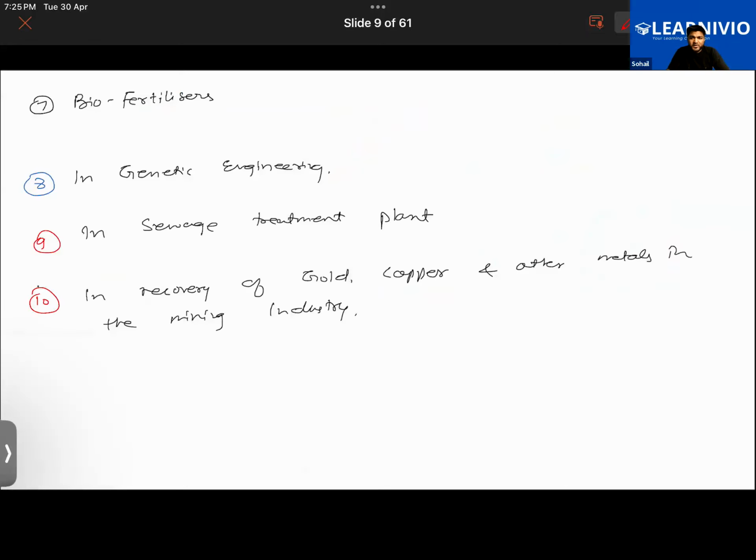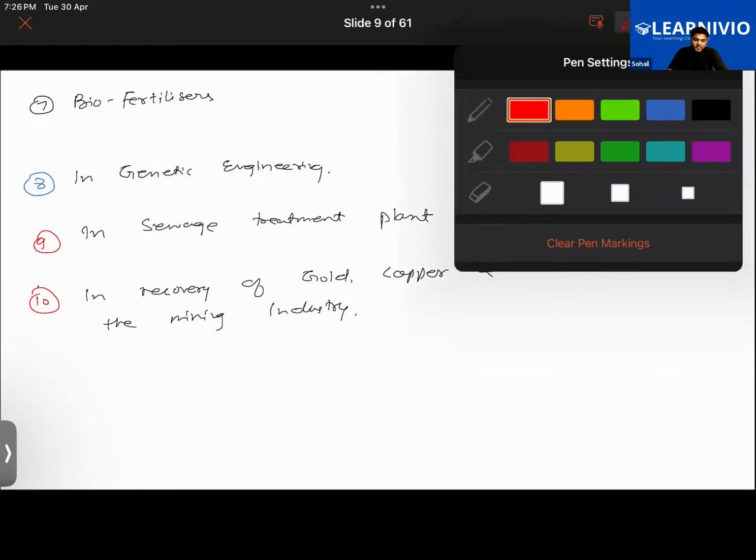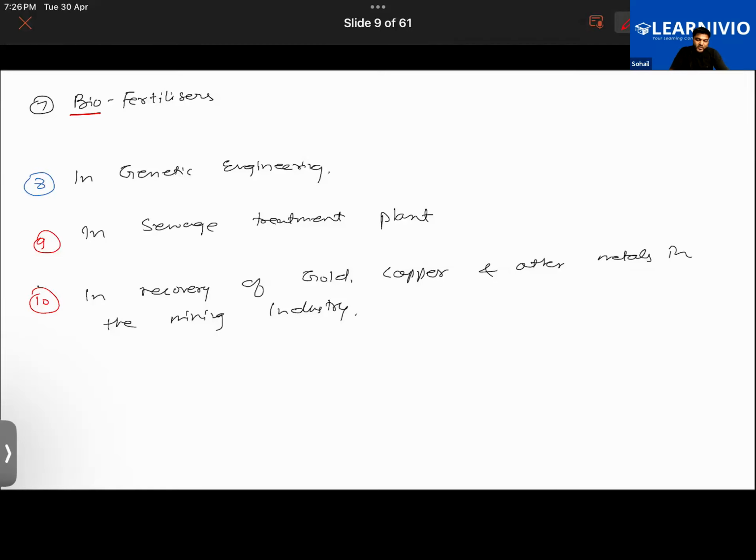Talking about biofertilizers. Have you heard of biofertilizers before? Yes. What are biofertilizers? Do you know about this? See, bio basically refers to anything that is living.